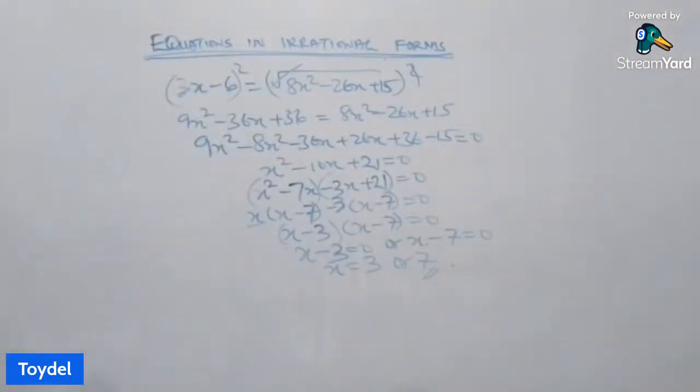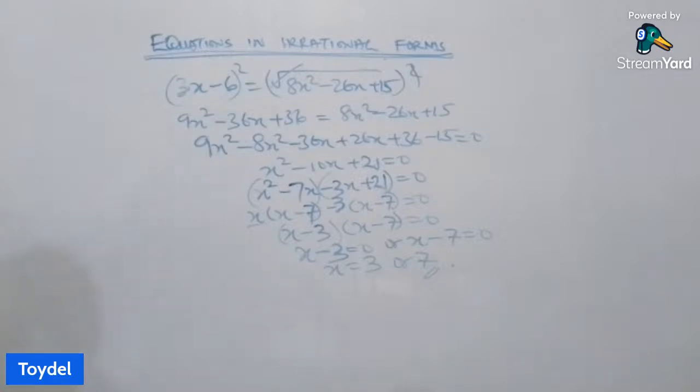36 minus 15 is actually 21, not 16. And that is what I've been able to correct there. And of course, if you go back to what we are given, when x is 3, we're going to have 4 times 3, which is 12. 12 minus 3 is 9. The square root of 9 is 3. And 2 times 3 is 6, so we realize that we are correct. So that is that about the equation.